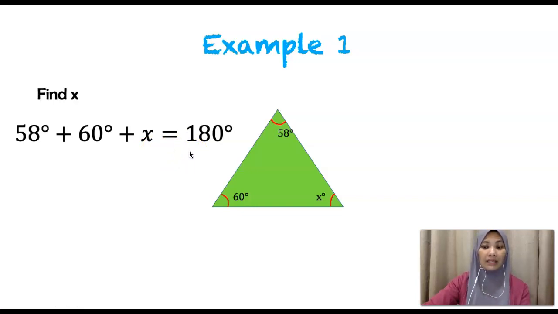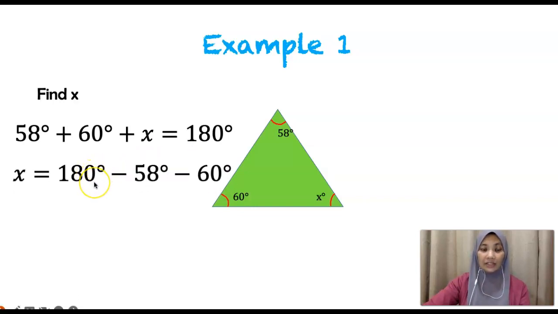Another way of thinking is that we can start with 180 degrees, which is the total. Then you take away 58, then you take away 60, then we are left with the angle x. So now you calculate that, and you will get the value of x equals 62 degrees.